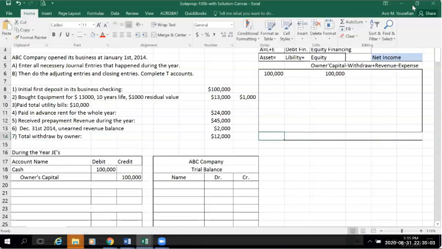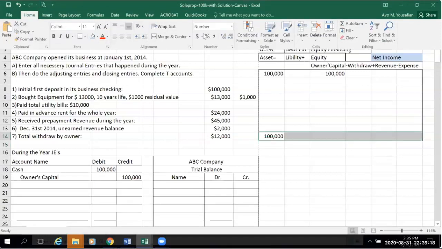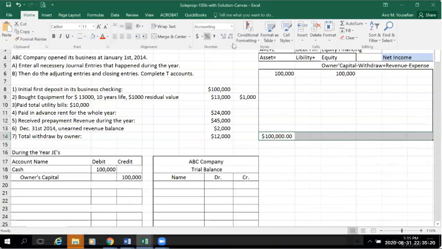So here I'm just going to show you the sum. You see how I did it? Enter. The sum will be here. And I want to see all these numbers in dollars. So I go here and I say I want dollars. But I don't want the decimal. So here we go. Okay.